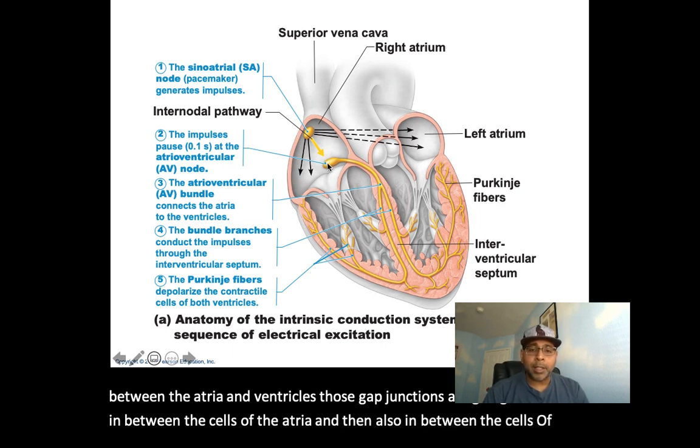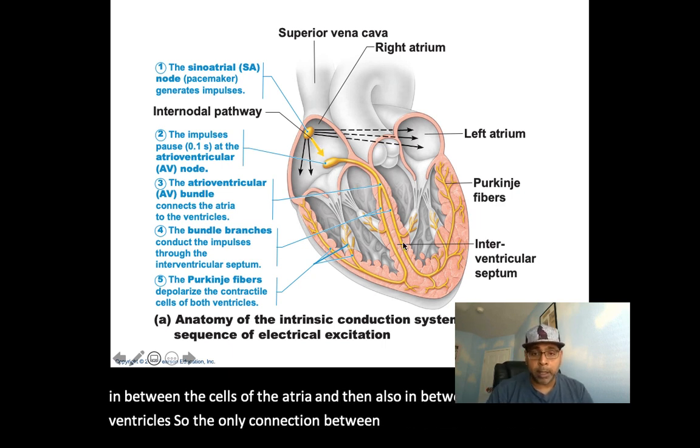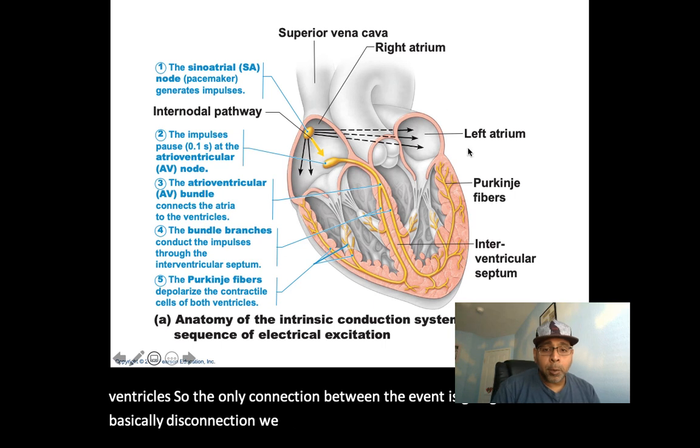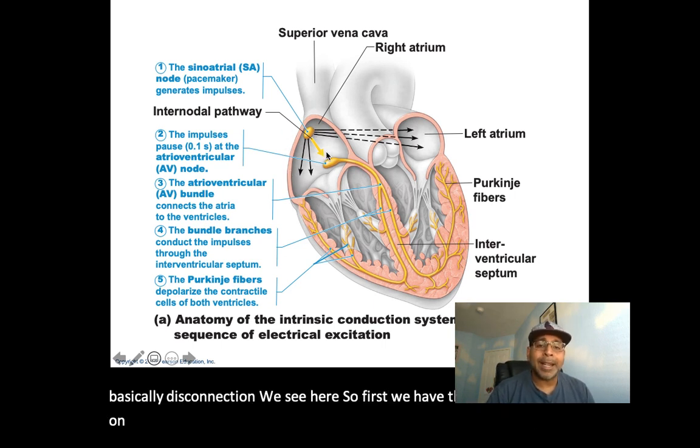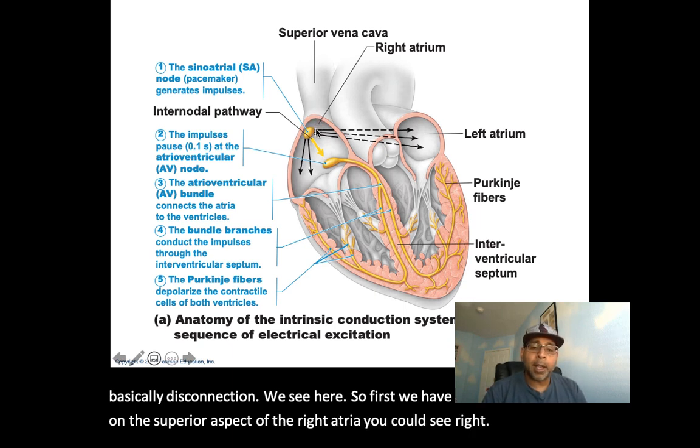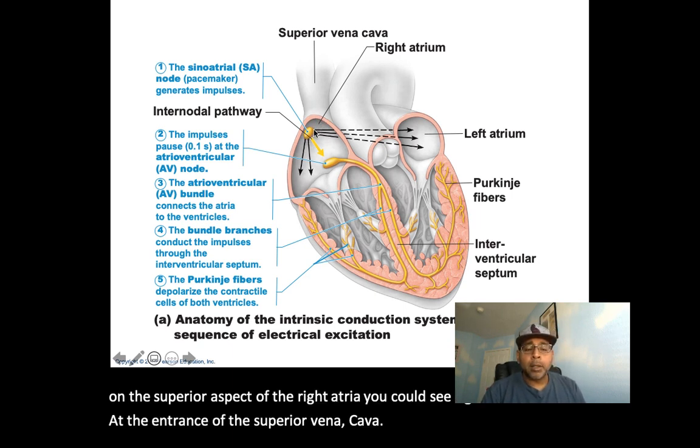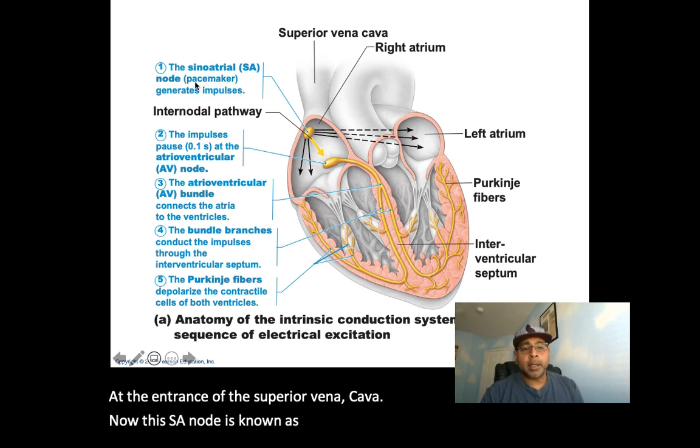So the only connection between the atria and the ventricles is going to be basically this connection we see here. So first we have the SA node. The SA node is found on the superior aspect of the right atria. You could see right at the entrance of the superior vena cava. Now this SA node is known as the pacemaker because it sets the pace at which the heart will beat.